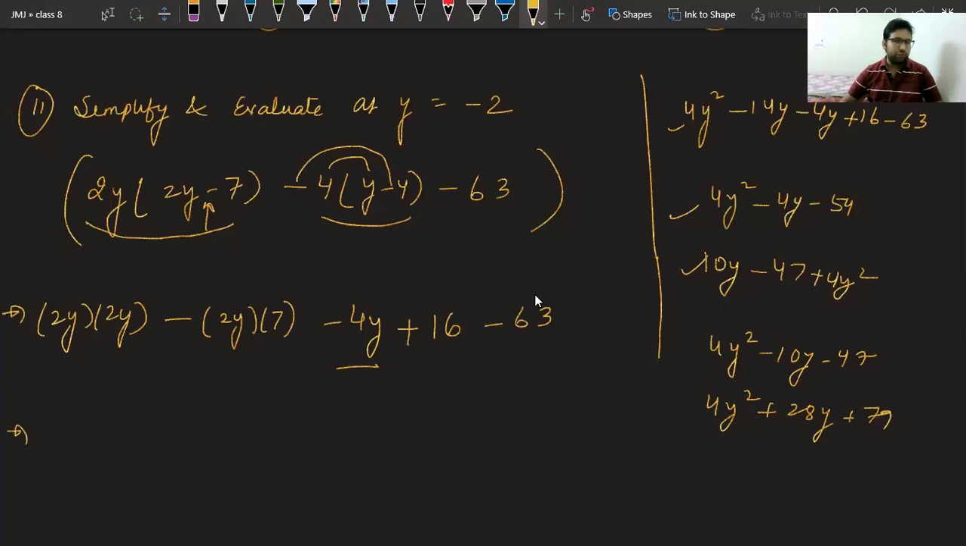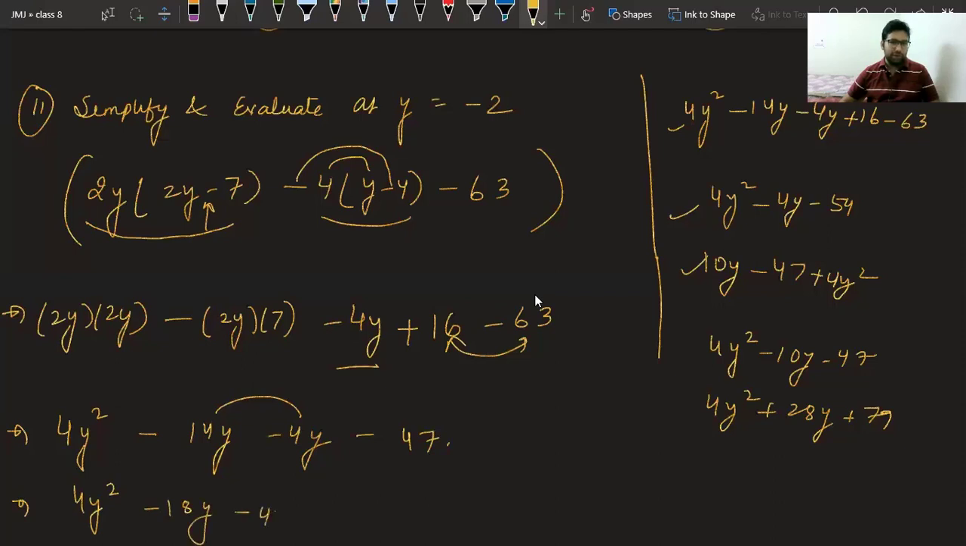Now further solving it, we will get 4y square minus 2 sevens are 14y minus 4y minus how much will come, beta? Please tell me. 63 and 16 difference is how much? It is 47. Okay. Now we can solve it further, class, because these are like terms. So 4y square minus 18y minus 47 is the answer.